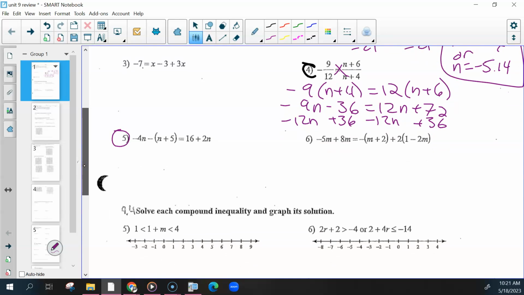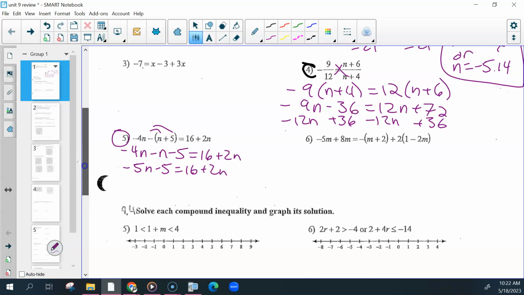Great. 5 is like 4, but they're not in fractions. It's basically at this step. So you'll have to distribute here. So negative 4n minus n minus 5 equals 16 plus 2n. Combine like terms on the same side. And then the rules are the same. Try to get all the variables on one side, all the constants on the other. Does not matter how you do that.